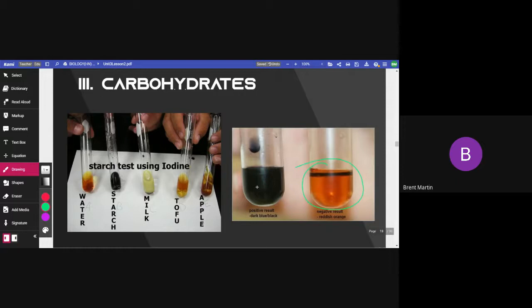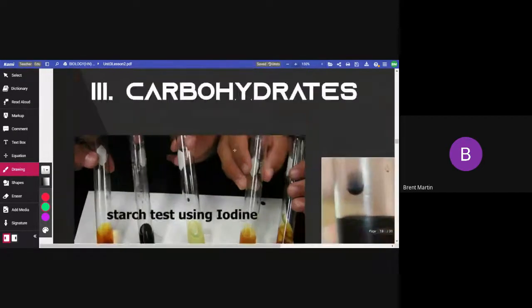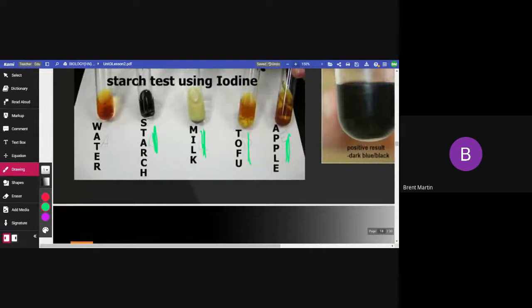That's just typical iodine in water. But what they did was they dissolved a couple of things in water: starch, milk, tofu, and apple. And then they added iodine to it, just that reddish color. And you can actually see that it changed colors right there. And obviously that would be a positive result.